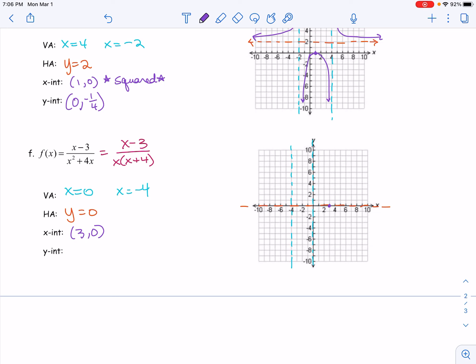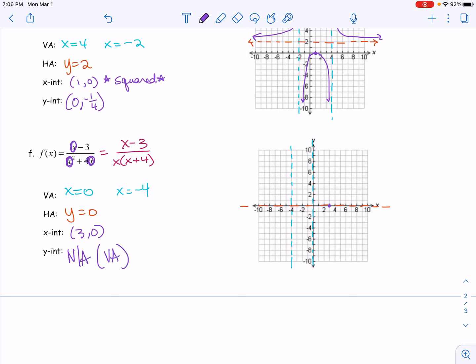And then the last thing is the y-intercept. If I plug in 0 for x, I'm technically getting -3 divided by 0. -3 divided by 0 is undefined. That means there is no y-intercept, which makes sense because I have a vertical asymptote there, right? I have the vertical asymptote on the y-axis. That's where all my y-intercepts would live. So it's not there.